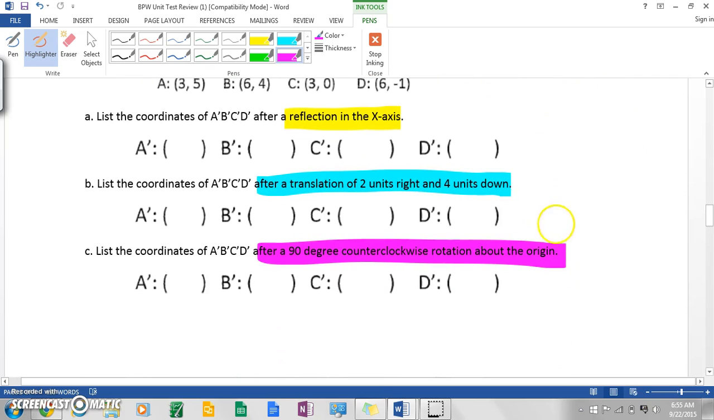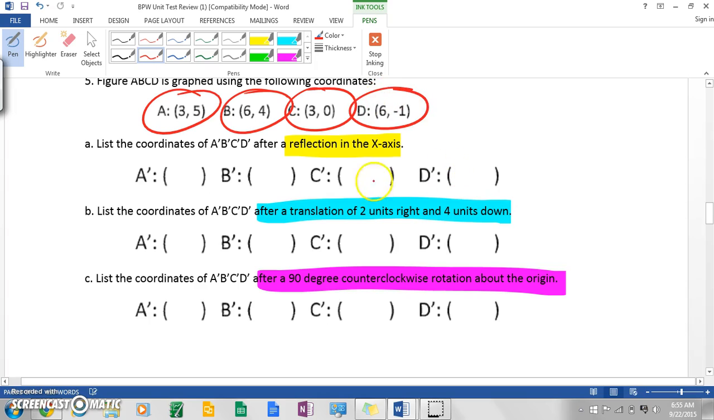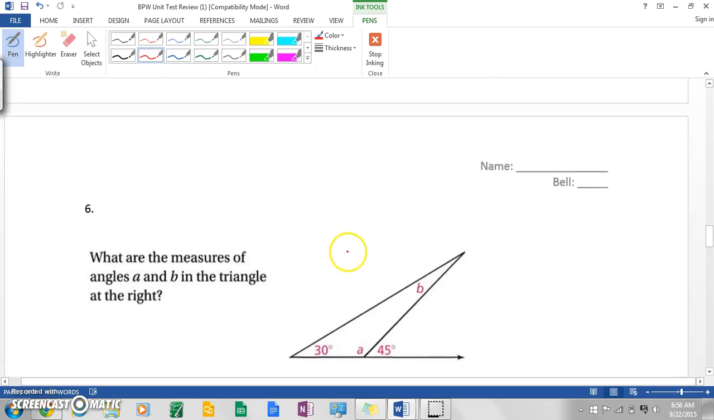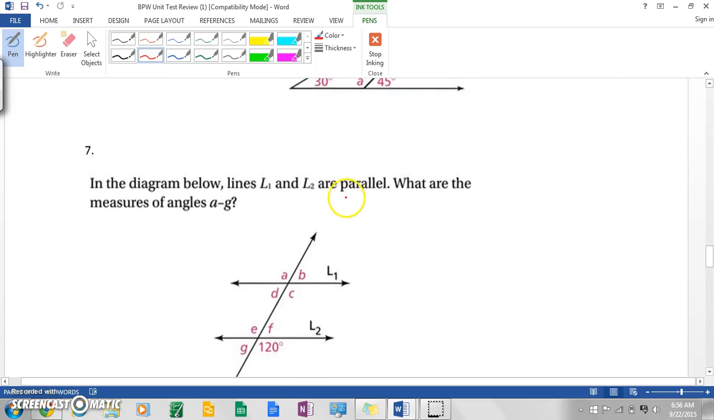Okay. What you're going to want to do is get a piece of graph paper, graph each one of these, plot each one of these, and then perform each one of these reflections, or transformations, excuse me. I don't have the time to do that. I need to keep moving, so you're going to do that on your own. Okay, we're going to skip 6 for now.